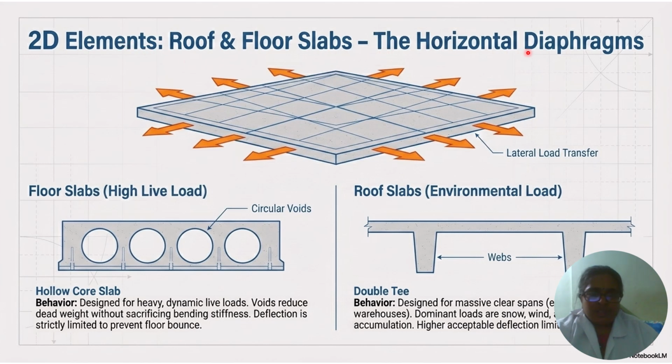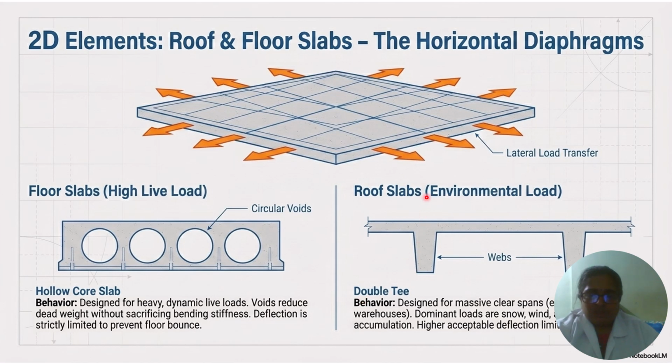The horizontal diaphragms, floor slabs. There are many different types. Here in this session, we will be seeing hollow core slab. It is designed for heavy dynamic live loads. Voids reduce dead weight without sacrificing the bending stiffness. Deflection is strictly limited to prevent floor bounce. As you can see in the figure, it has a circular void at the center.